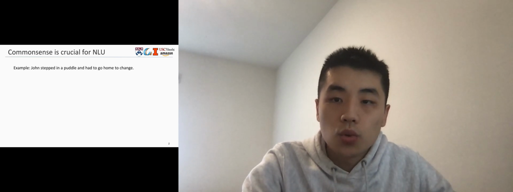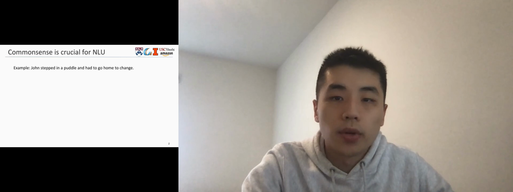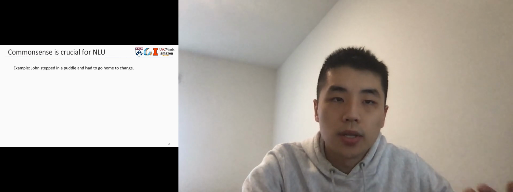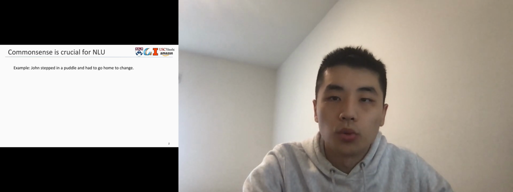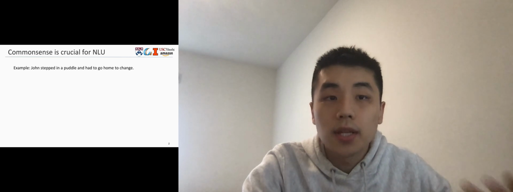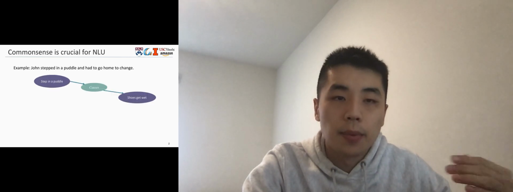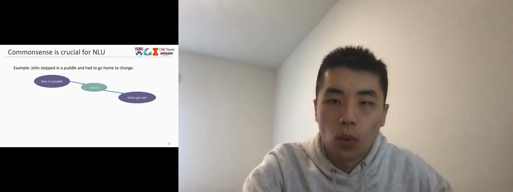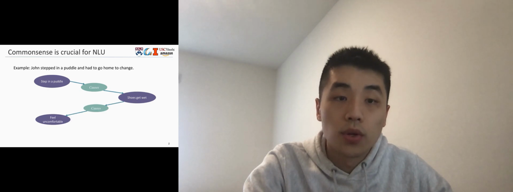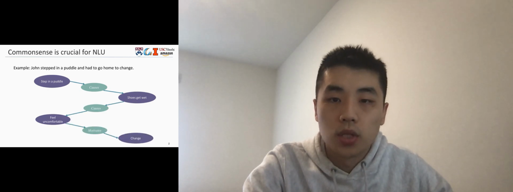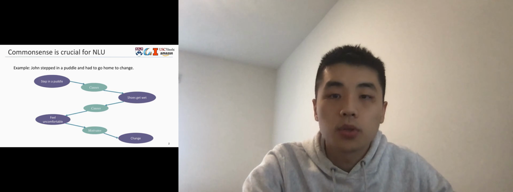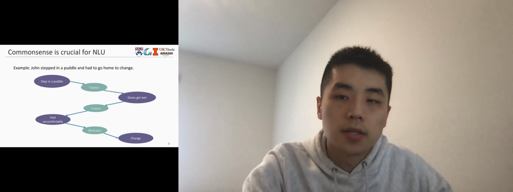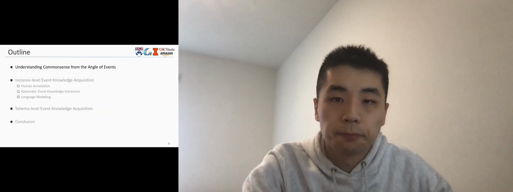Common sense is crucial for understanding human language. For example, when we see a sentence like "John stepped in a puddle and had to go home to change," to understand this sentence, we need knowledge like stepping in a puddle can cause shoes to get wet, which can cause you to feel uncomfortable, which can motivate you to change. From these examples, we can see that common sense is deeply connected with events.